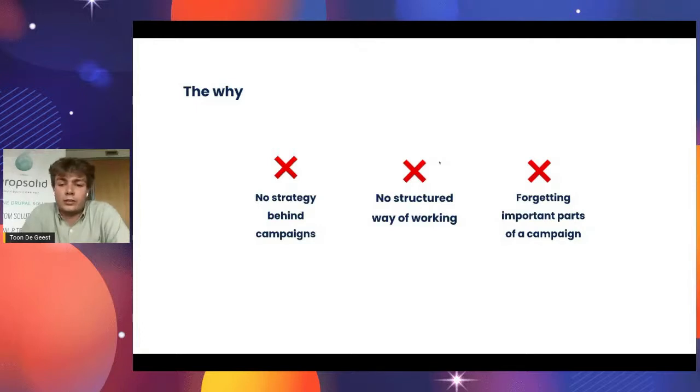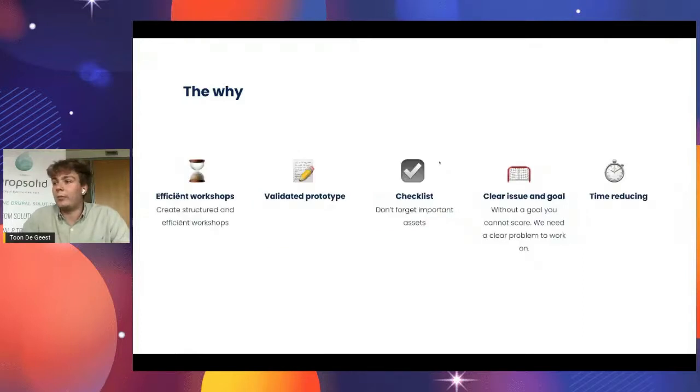And lastly, but I think one of the most important parts, a lot of people were forgetting important parts of a campaign. This can be related to different assets that are needed, but one of the most important things that's often forgotten is the tracking in Mautic. For example, they were building campaigns, but there was no UTM tagging in those campaigns, and all of those things were being forgotten. That's the main reason why we started creating our framework.